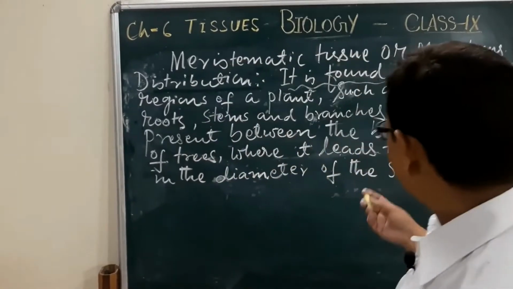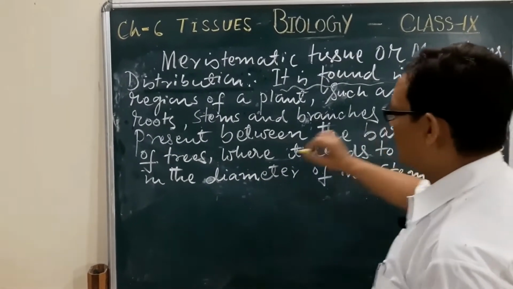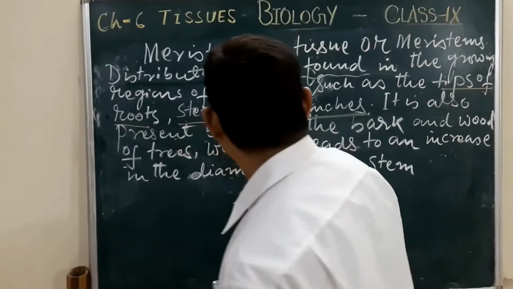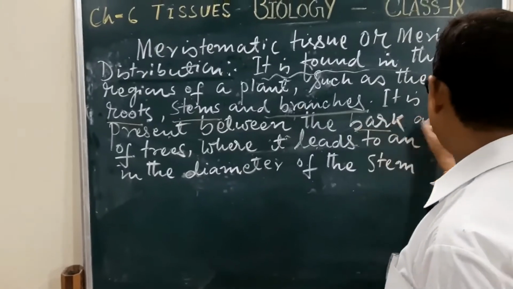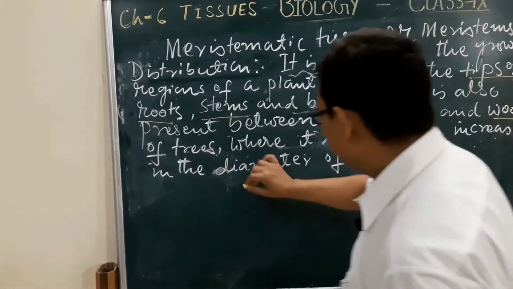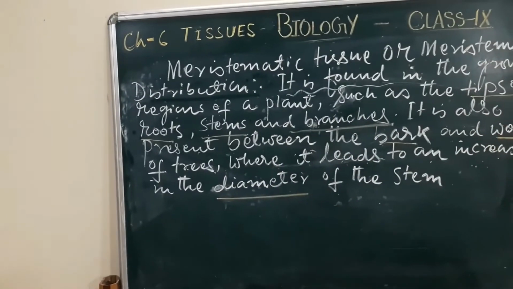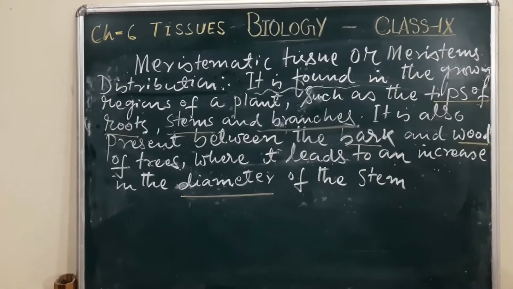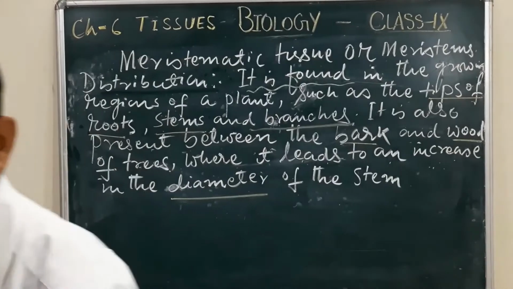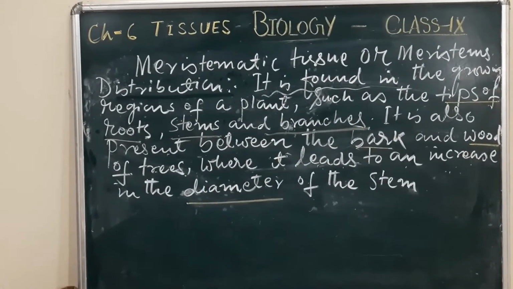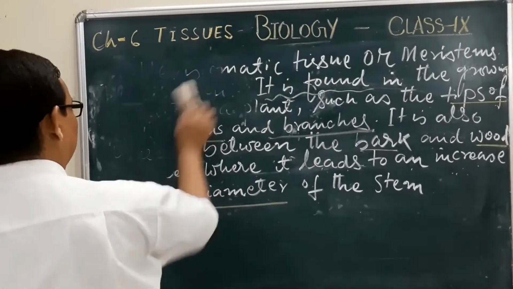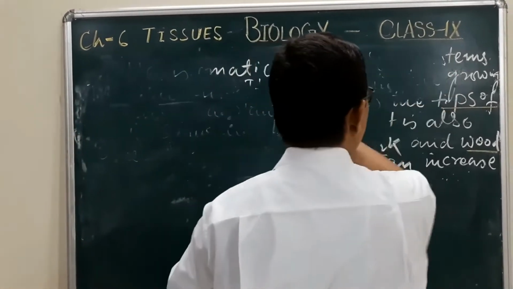What are the growing regions of the plant? Tips of roots, stems and branches. It is also present between the bark and wood of trees, where it leads to an increase in the diameter of the stem. Here this is the only distribution. Now, after the distribution, we write the structure. First, we may look here the diagram.